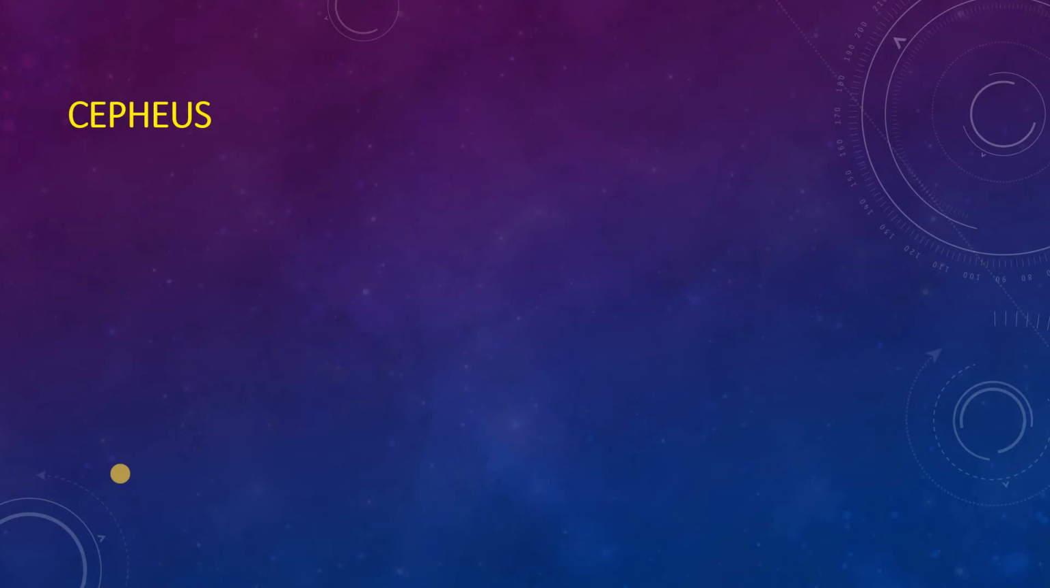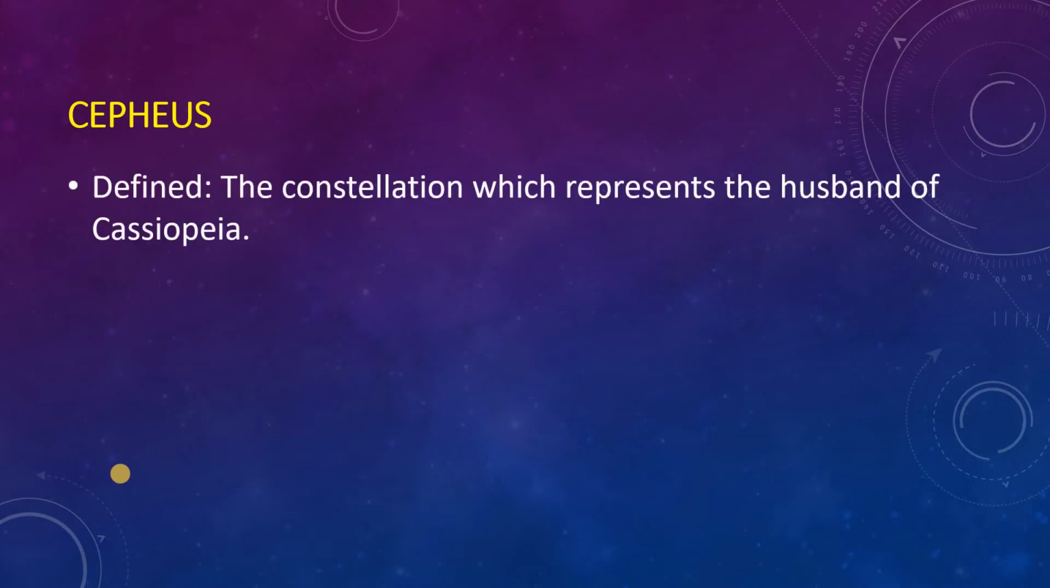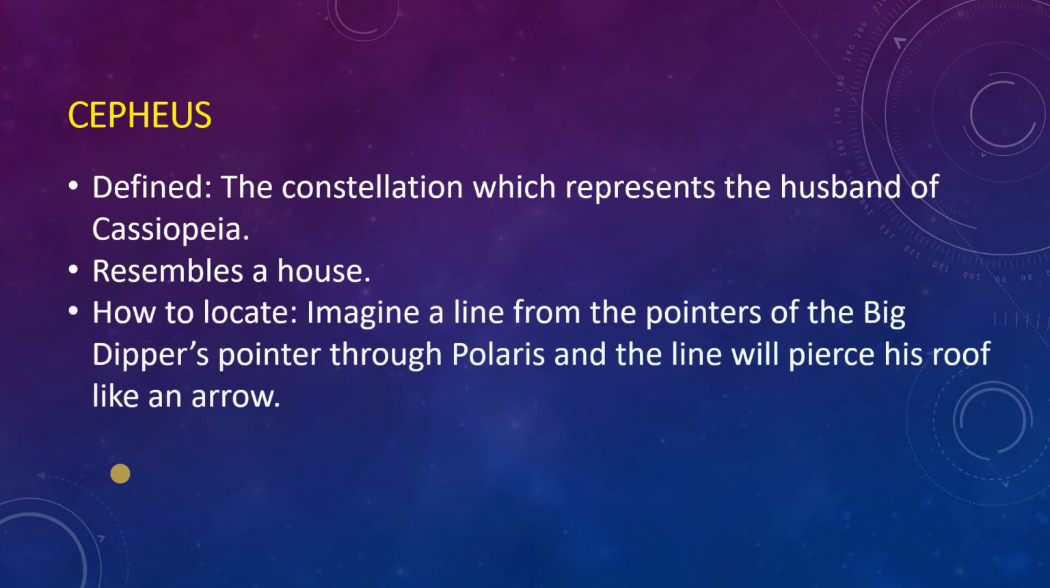The next one that matters is Cepheus. You'll find him on page 317. You'll want to know these. Cepheus is a constellation which resembles the husband of Cassiopeia. He is, of course, important as well. It actually doesn't look anything like her husband. It looks more like a house. Again, they mentioned how to locate him. Imagine a line from the pointers of the Big Dipper through Polaris, and the line will pierce his roof.